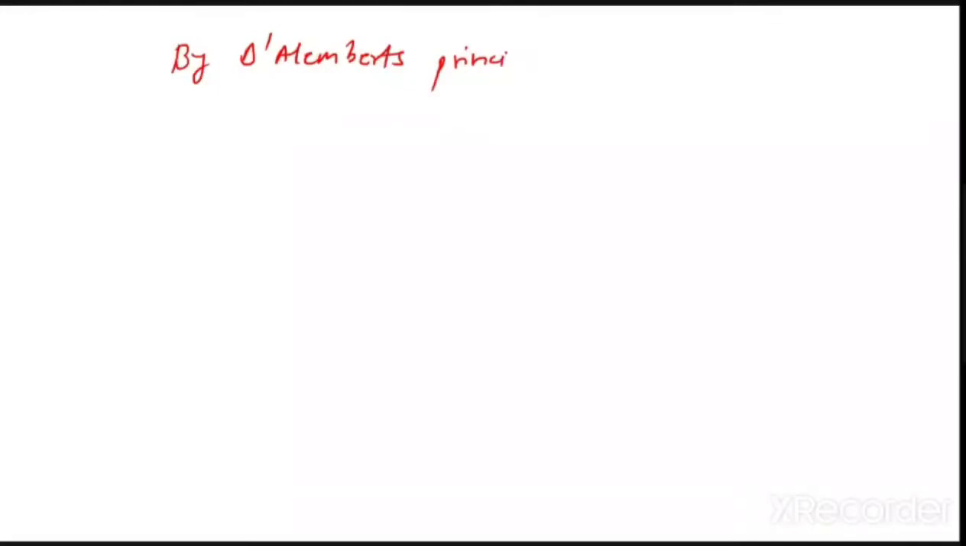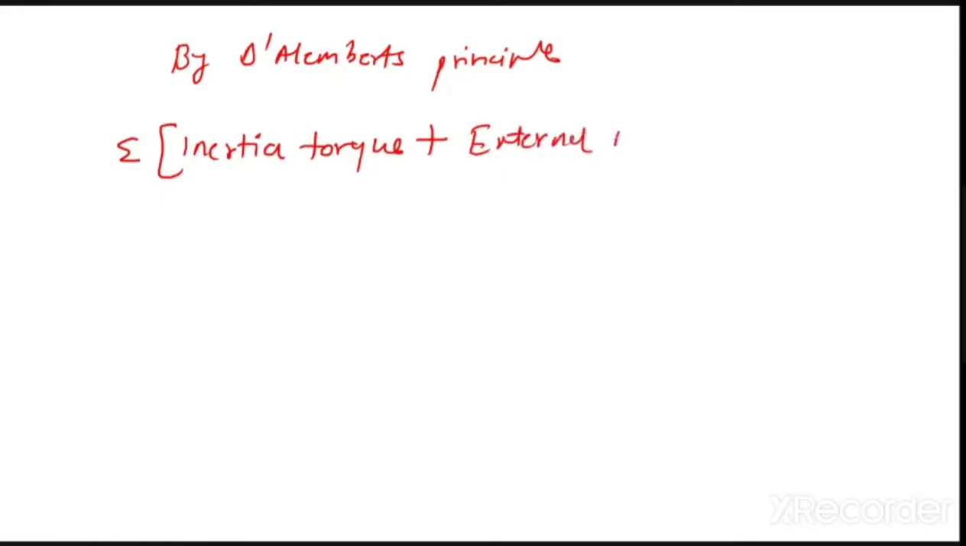D'Alembert's principle says that the summation of inertia torque plus external torque is equal to 0. This is a torsional system; if it was a linear system, you would have taken inertia force. The advantage of D'Alembert's principle is that you don't have to take care of the sign conventions. I will also explain Newton's method, where the sign convention is very, very important.